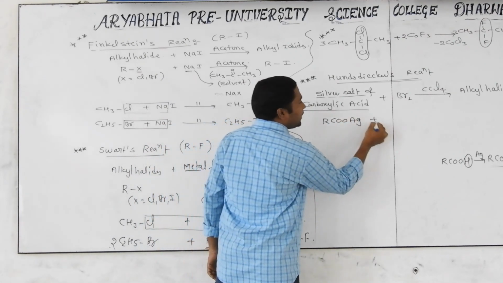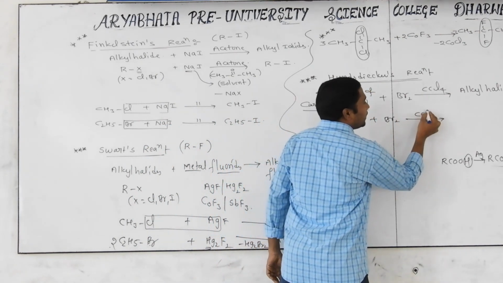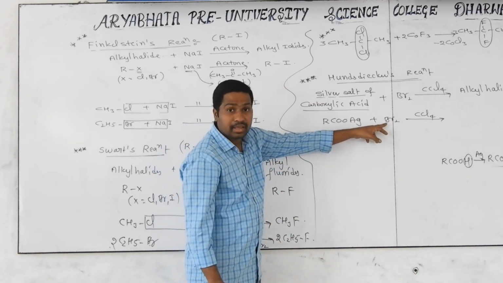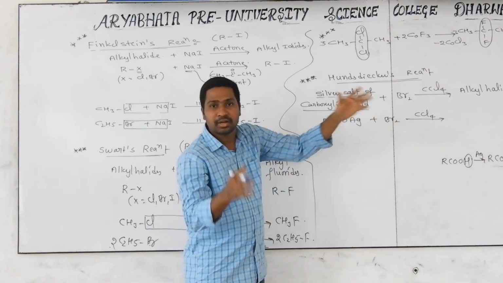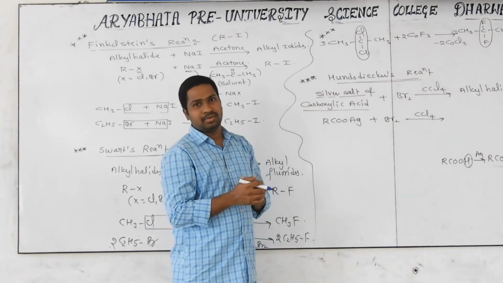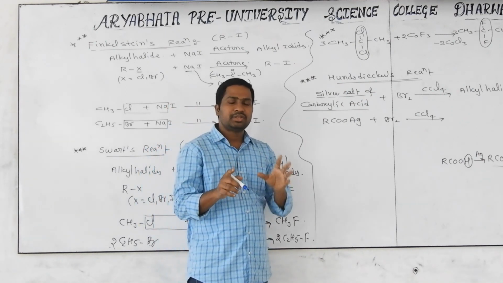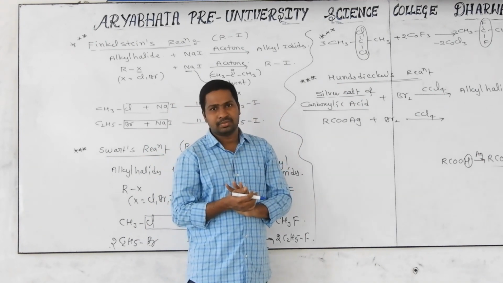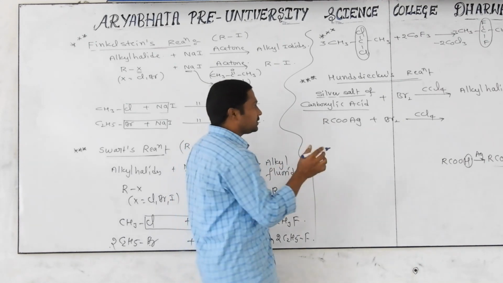RCOOAg will be treated with which reagent? Br2 in the presence of carbon tetrachloride. It is a non-polar solvent used to dissolve bromine. Why? Bromine is also non-polar, and we already learned that like dissolves like. For that purpose we are using it. In organic chemistry, whatever we use has some particular action in the reaction. We don't simply use whatever we want. Now what is happening? Very clear.